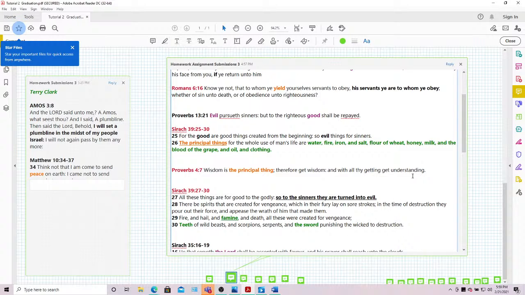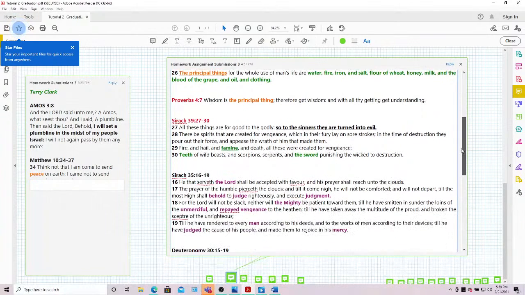So Sister Brown, she hit it right on the head with that Proverbs 13:21 right here. So, evil pursueth sinners, but to the righteous good shall be repaid. Then this is clearly a plumb line precept in that Proverbs chapter 13, verse 21.